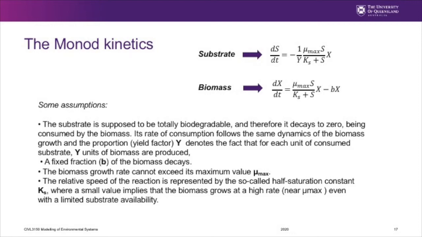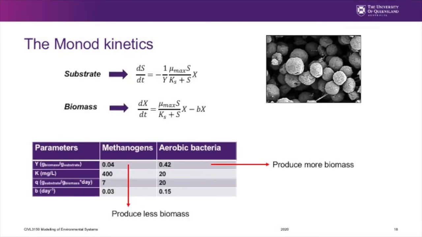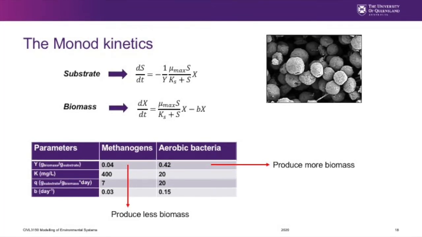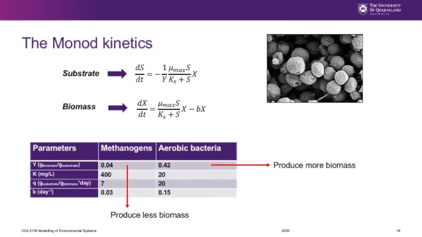The relative speed of the reaction is presented by the so-called half saturation constant, which is called Ks, where a small value implies that the biomass grows at a high rate, near its mu max, even with a limited substrate availability. So all these variables were already discussed in lecture number 5.